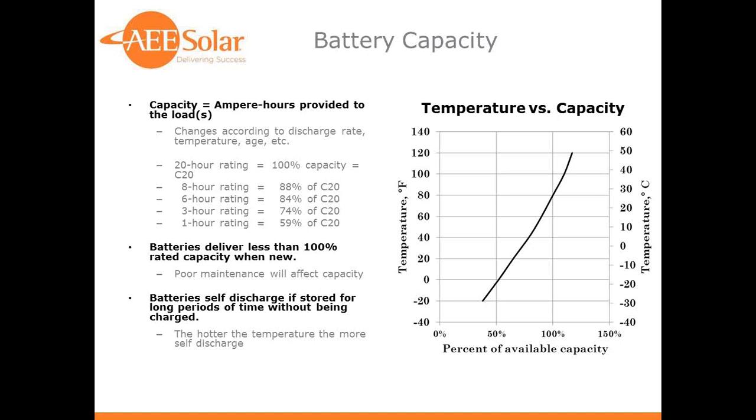Poor maintenance will obviously affect capacity. Lead-acid batteries in particular need to be fully charged very often and not left in a partial state of charge for very long, or they build up high-density sulfate crystals in them that are very hard to dissolve. Essentially, you've lost active material in the battery at that point. And batteries will also self-discharge when stored for long periods of time without being charged. As a battery sits, it'll just slowly lose its capacity to produce energy.